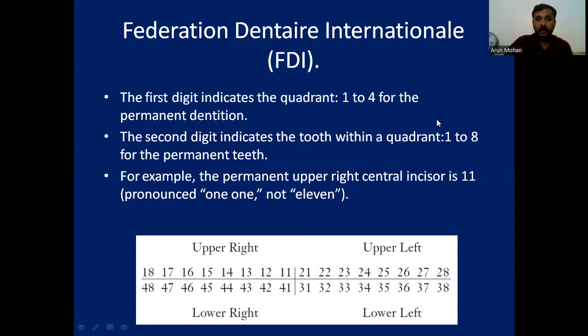And here the quadrant numbers are denoted as 1 to 4, starting from the maxillary right and again going in a clockwise direction. Upper right will be 1, upper left quadrant will be 2, lower left will be 3, and lower right will be quadrant number 4. So we have to write the quadrant number and again write the tooth number, 1 to 8 starting from the midline, after the quadrant number.